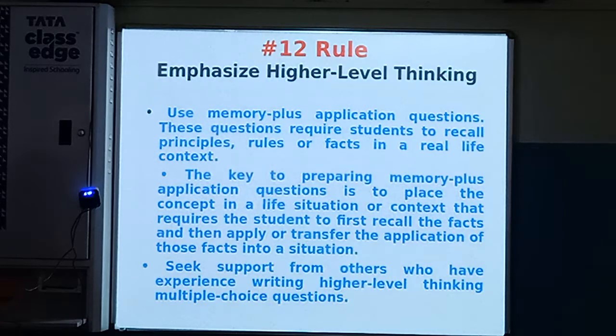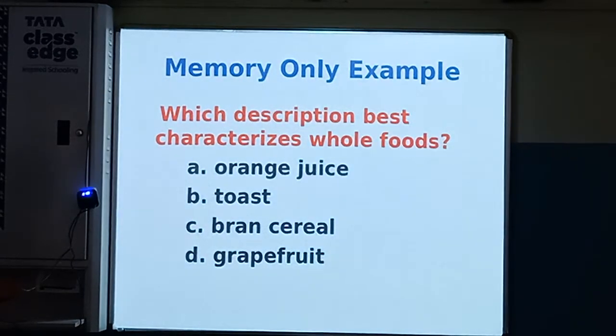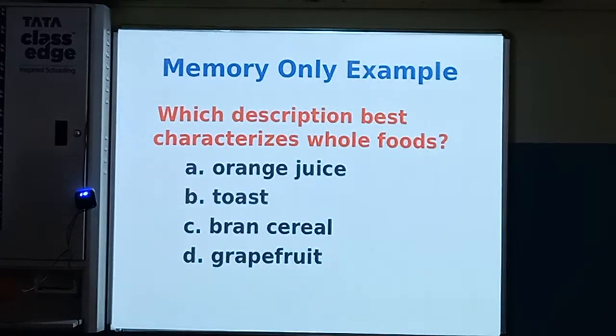Next is emphasize higher level thinking. Whenever we are framing a question, we should always check whether the question requires higher level thinking or not. We cannot simply give easy questions to the students. Then we are not able to judge whether the students are able to think or not, whether their thinking ability is improving or not. See the example. This is one example that is based upon memory only.